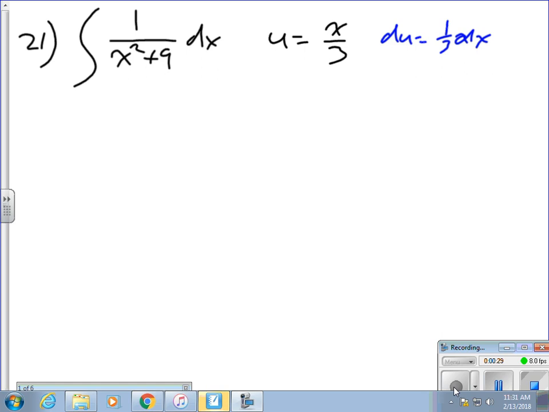Probably not going to have the 1/3, but I'm going to let that go. So what I want to do is take this u equals x over 3 and solve for x. That means 3u is equal to x. Right? Okay.